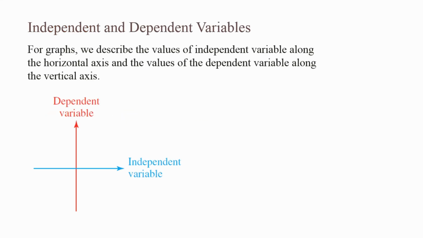When graphing independent and dependent variables, your independent variable is always your horizontal axis, or your blue line, your x-axis. The dependent variable is the vertical axis, the red line, which is your y-axis.